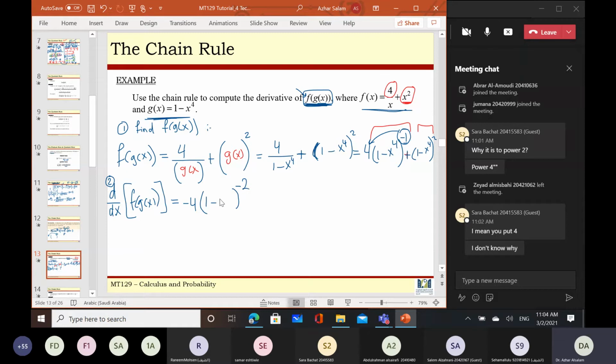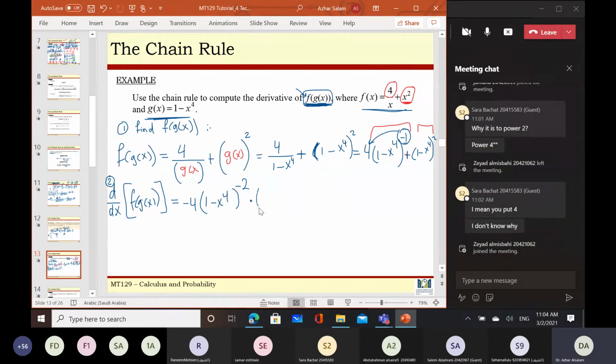And the same inside here, 1 minus x to the power 4. I have also here to multiply with the derivative of what is inside the function. Here I differentiated the power first, then I differentiate what is inside the power, inside the bracket. So here the derivative of 1 minus x to the power 4 will be minus 4x to the power 3. Okay? This is the derivative of the first term.